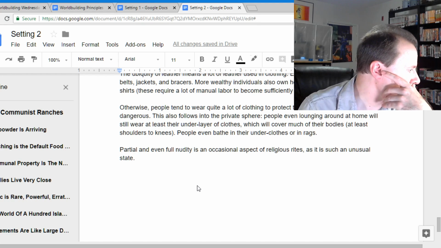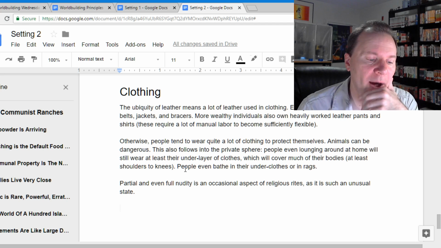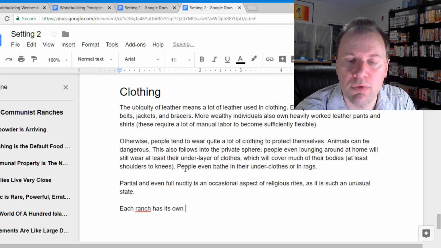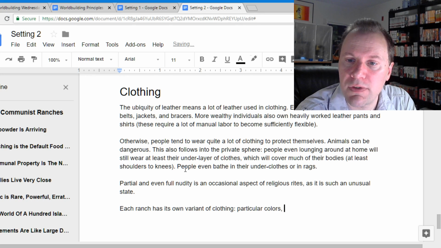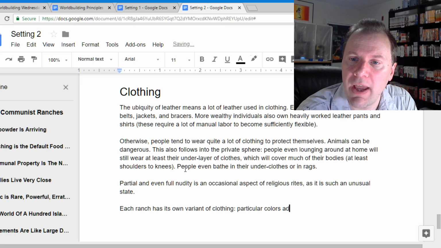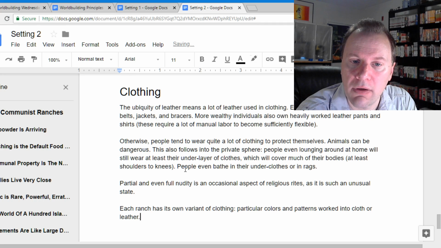Certain branches have property rights to certain dyes or colors or patterns and decorations. That could be. Because you have communal clothing, that would make sense. So we'll say each ranch has its own variant of clothing, particular colors and patterns worked into cloth or leather.